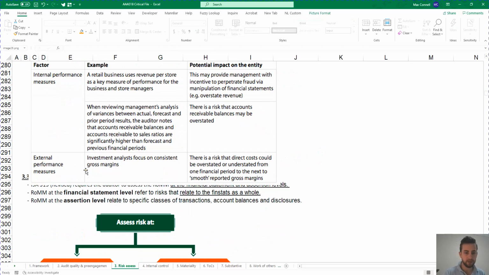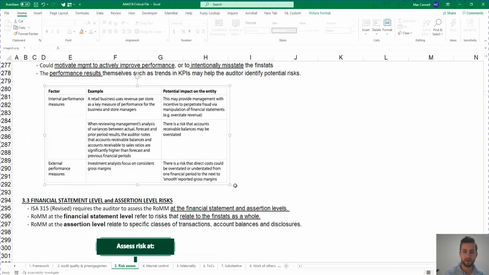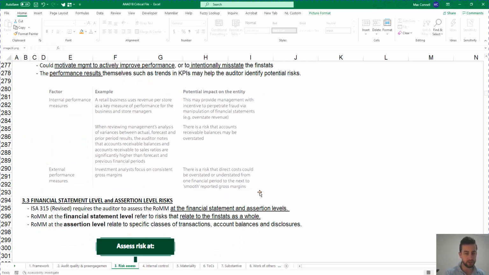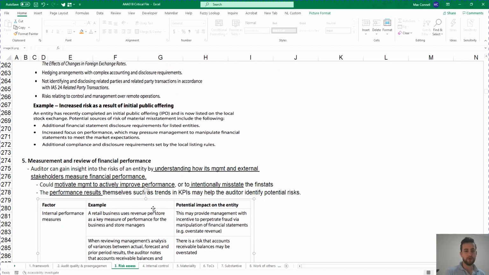Then finally is measurement and review of financial performance. So we mentioned before about looking at financial information, doing some analytics to understand how the business is trending and how that correlates to what the assertions management have been making. So for example, financial performance could motivate management to actively improve performance or to intentionally misstate the financial statements. The performance results themselves, such as trends in KPIs, may help the auditor identify potential risks.